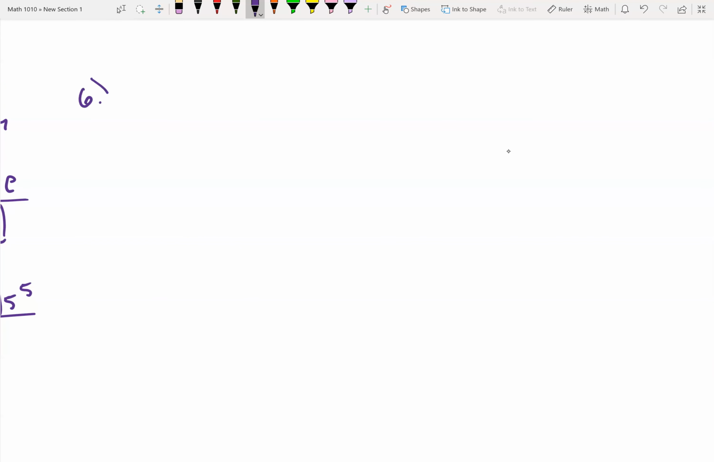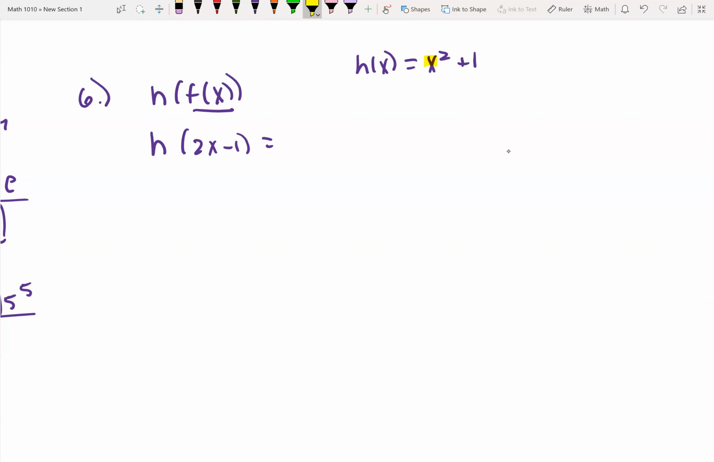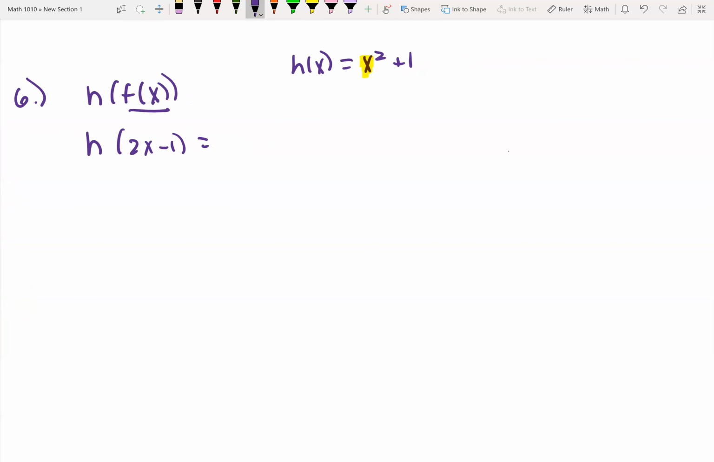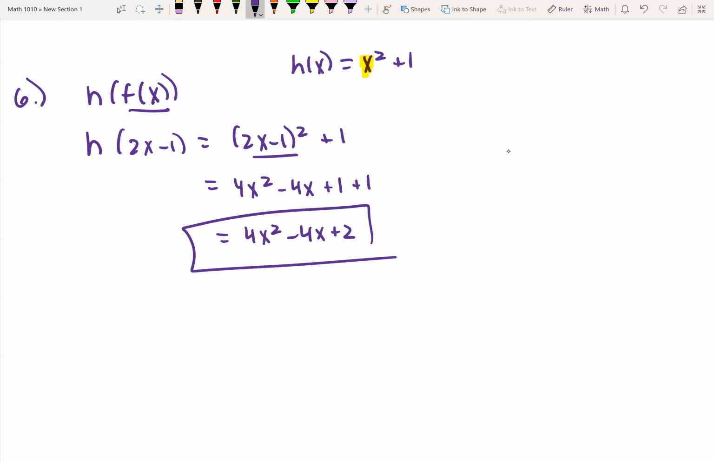Okay, question number 6. They're asking you to find h of f of x. So replace f of x with what f of x is, which is 2x minus 1. Go into your h of x, which is right here, and replace that x with 2x minus 1. So in parentheses, 2x minus 1 squared plus 1. This guy right here you FOIL, and you get 4x squared minus 2x, that's minus 4x. A negative 1 times a negative 1 is plus 1, so you get 4x squared minus 4x plus 2, and that's your answer.